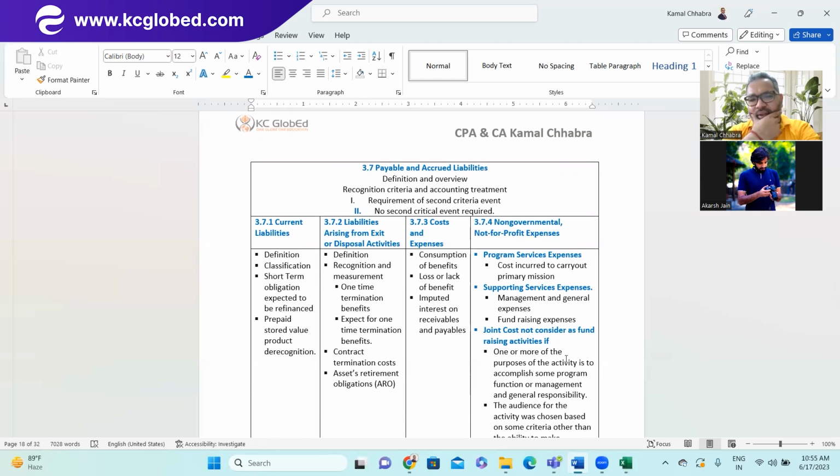Today we'll be targeting to finish payables and accrued liabilities, which include definition, overview, recognition criteria, accounting treatment, and then the requirement of a second critical event or not. Then we'll be discussing current liability and liability arising from exit and disposal activity. If time allows, we will cover cost and expense also, but non-governmental not-for-profit expense we will cover tomorrow morning.